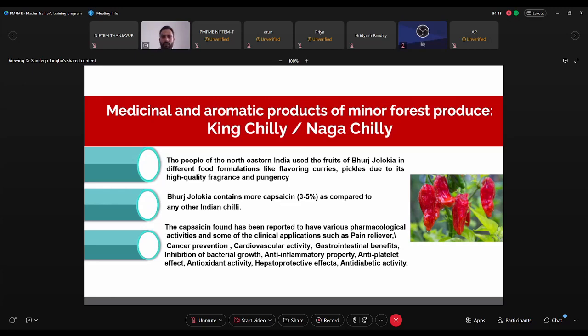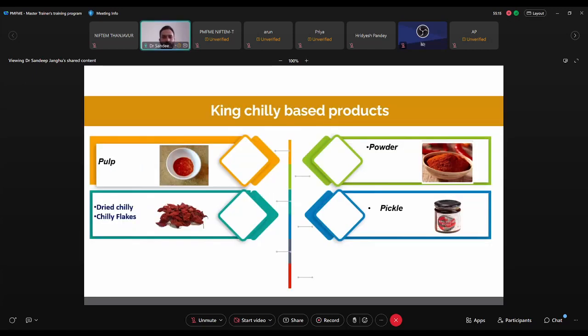Because of this capsaicin, it's the most pungent chili of our country, and it has various health or medicinal properties like anti-inflammatory, as other spices also have, anti-platelet effect, hepatoprotective action, and anti-diabetic activities. As it's an antioxidant, it prevents cancers also.